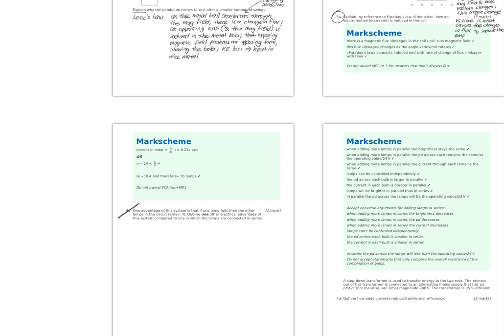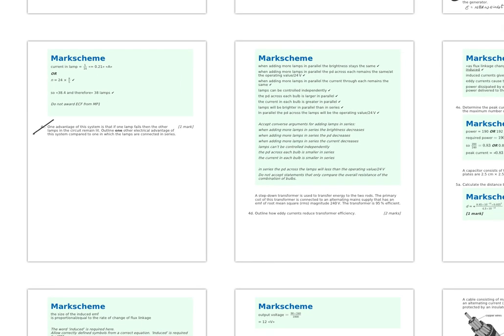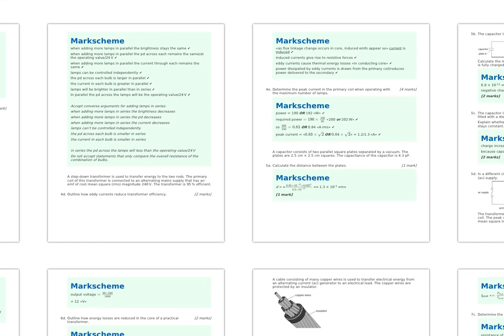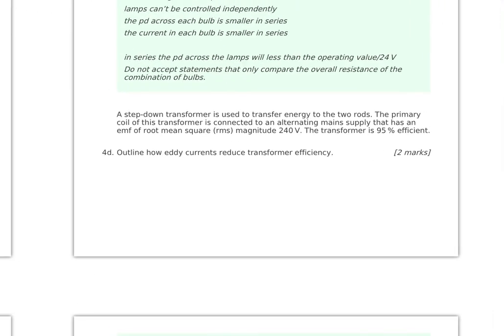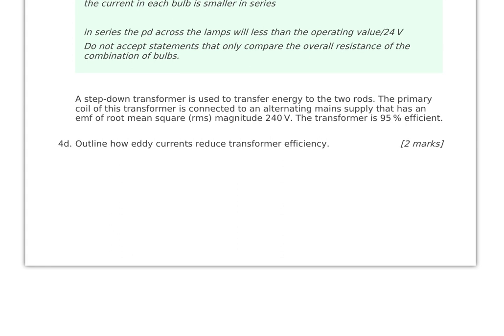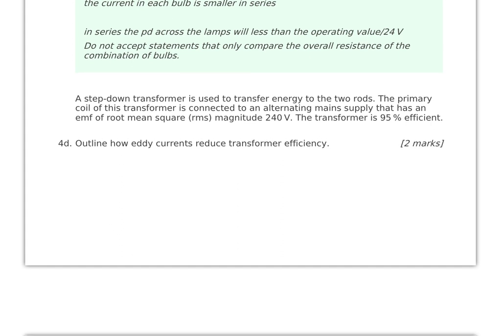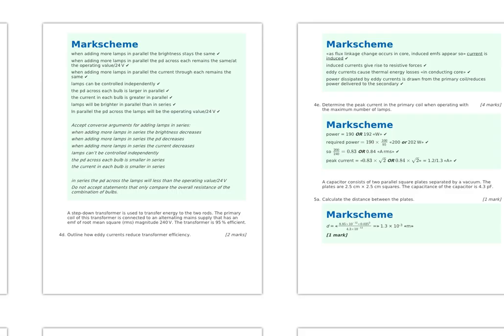4C is a series and parallel circuit question. 4D deals with eddy currents. Let's take a look at 4D before we get to 4E, where we will need that maximum number of lamps. So eddy currents, step-down transformer used to transfer energy to the 2 rods. Primary coil is connected to an alternating main supply, has an EMF of 240 volts. The transformer is 95% efficient. And how do eddy currents reduce the transformer efficiency? And that's for 2 marks.